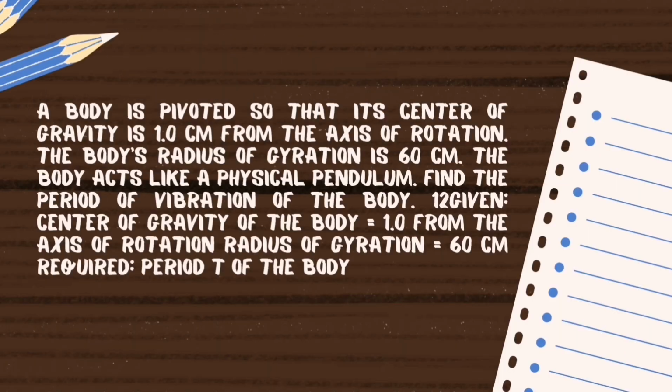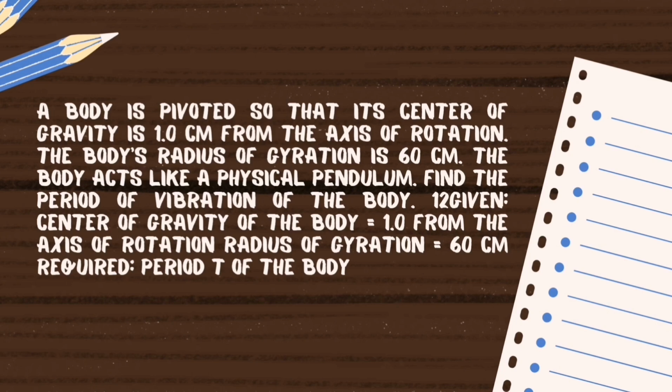So we have an example problem here. Given: distance from pivot to the center of gravity, L or length, 1.0 cm or 0.01 meter. Radius of gyration, k, is equal to 60 cm or 0.60 meter. Required: find the period T of the body.